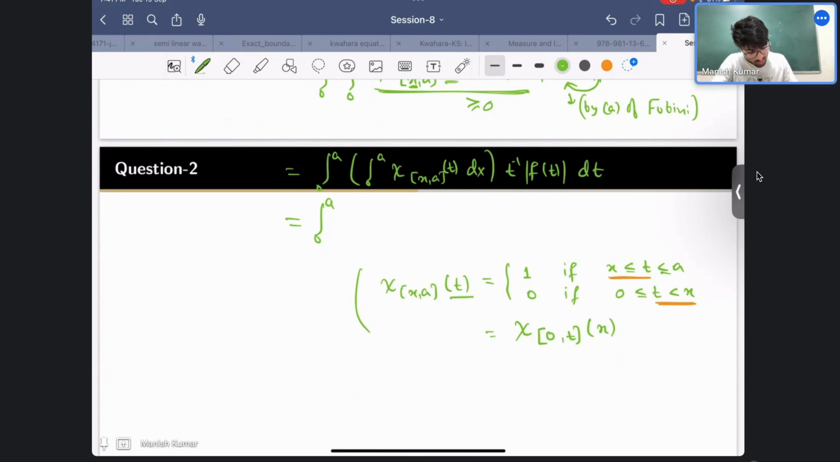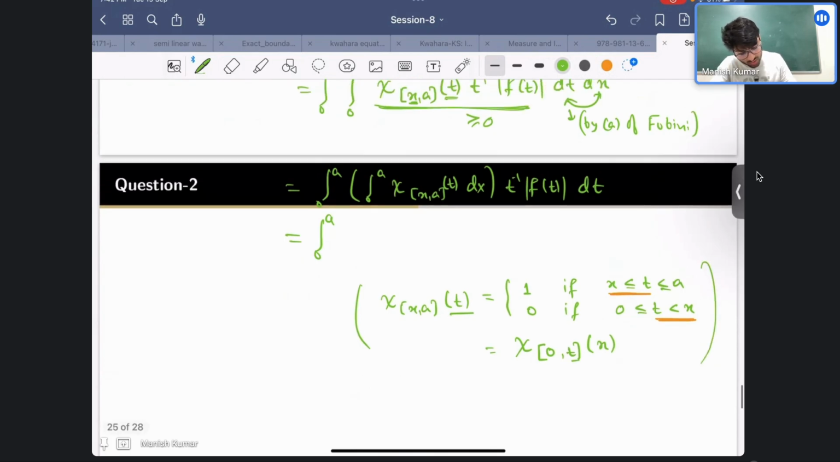Do you have something to say? No, sir, I am also saying 0. Yeah, exactly, because if x is greater than this t, then it will be 0. So that's why we have to consider this interval, right? I just wanted to write this function as a function of x so that I can integrate it. So this is 0 to a. Instead of chi of xa, I will write chi of 0 comma t as a function of x, and then dx. This is t inverse mod of ft dt, right?